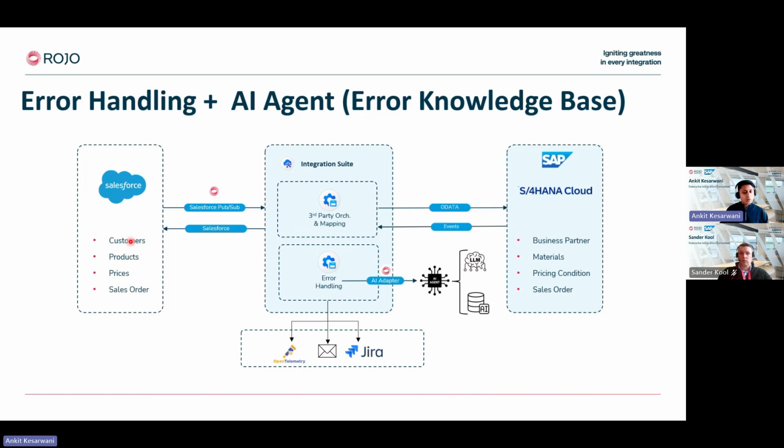Because the real problem comes after the ticket is reported. How do we solve that problem? Because the operations agent or support agent has to go and check, first of all, what is the reason for the failure?